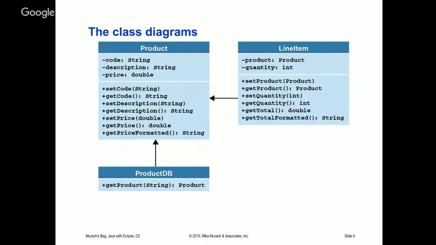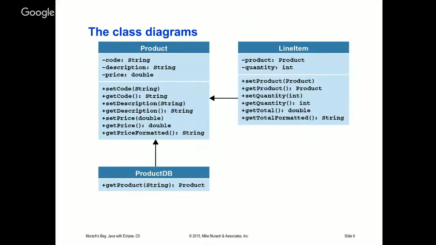And then the line item, how will the line item relate to the product? Well, to actually work with a line item and the quantity of the product, you have to have a product inside the line item. So this is how those two relate. So one of your instance variables in the line item is going to be of type product, which is an object.